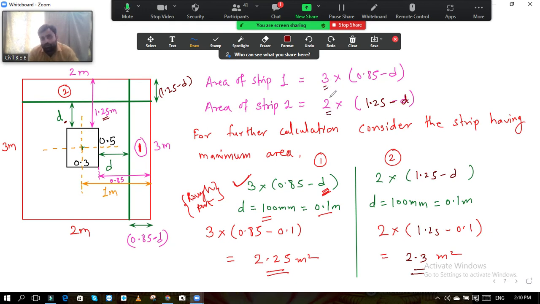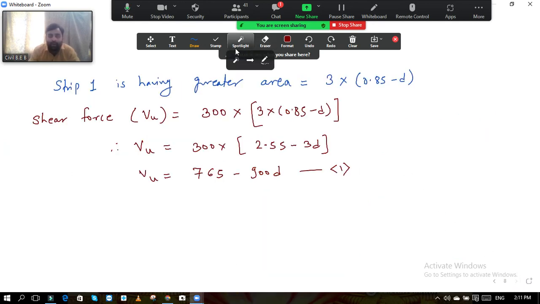नुसतं असं बघितलं तर तुम्हाला वाटतंय की स्ट्रिप 1 चा एरिया जास्त असणार आहे कारण 3 ने मल्टिप्लाय व्हायला लागलंय, पण तसं नाहीये. हे जे डायमेन्शन्स आहेत 0.85 आणि 1.25, हे 1.125 बाय मिस्टेक घेतलं होतं आपण. ओके, सो हे जर तुम्ही बघितलं आता इथं एखादी व्हॅल्यू ठेवून, तर 2.3 स्ट्रिप 2 चा एरिया यायला लागलेला आहे. म्हणजे स्ट्रिप 2 चा एरिया हा मॅक्सिमम एरिया आहे, स्ट्रिप 1 चा नाही. ओके, सो हियर आय कॅन राईट strip 2 and I should take the area of strip 2.